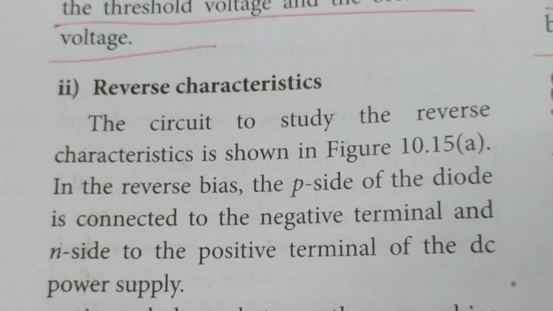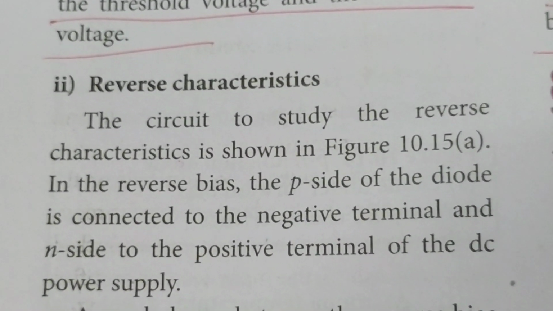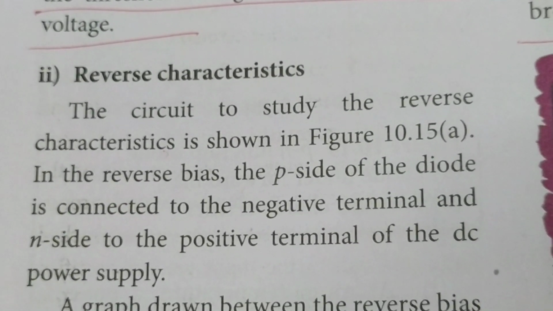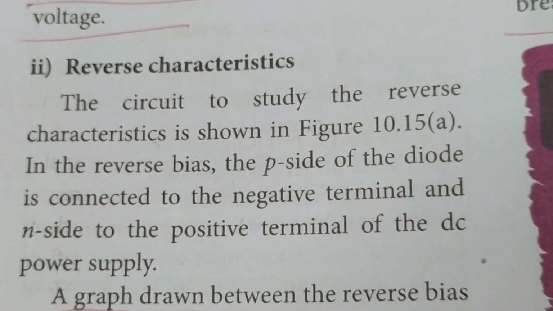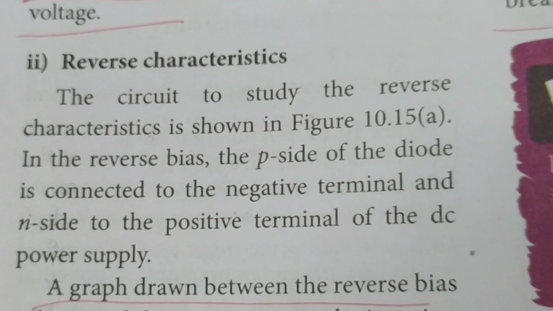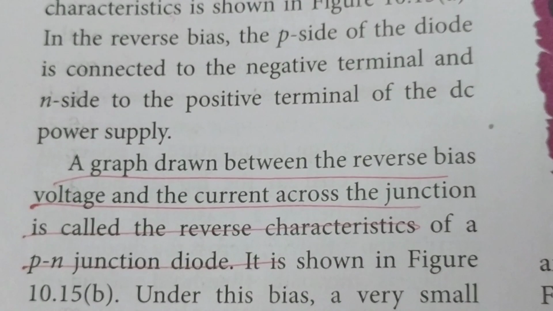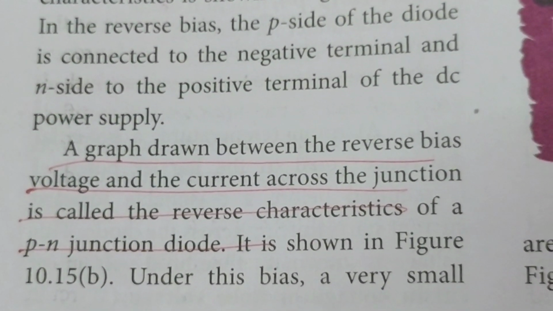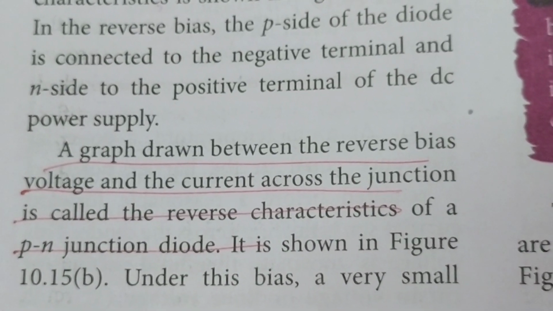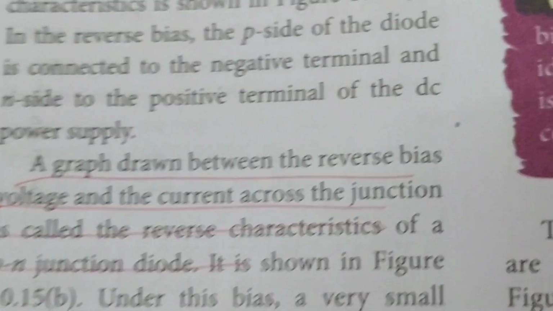Next we are going to see about reverse characteristics. The P side is now connected with the negative terminal and the N side is connected with the positive terminal, that is, opposite terminals are connected, and a graph is drawn between the voltage and the current. This will give you the reverse characteristics of a PN junction diode.